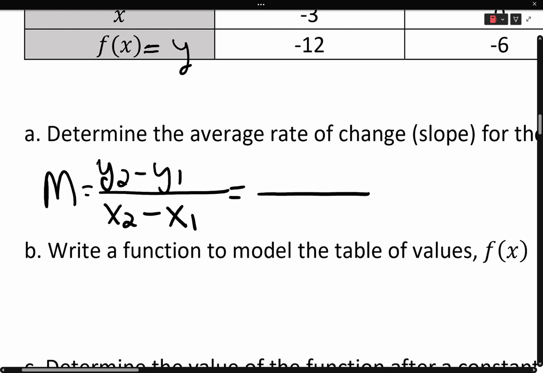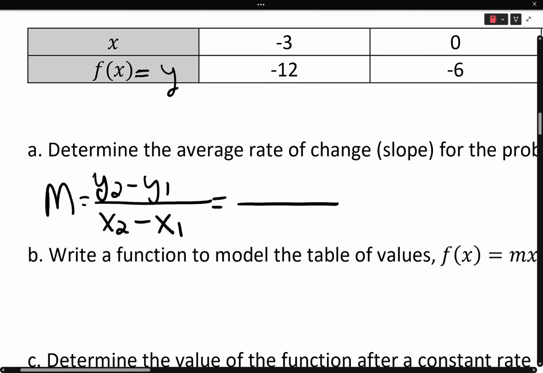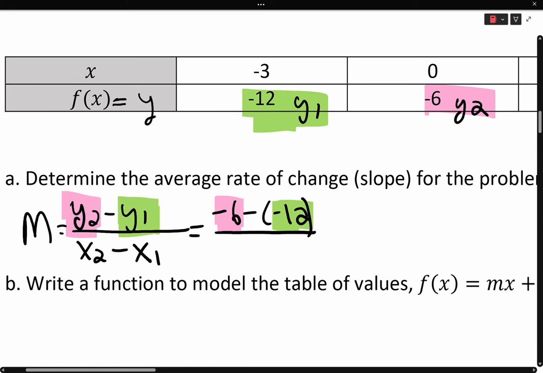Similarly to how we were doing second term minus first term when we were finding the common difference for arithmetic sequences, we're doing second y minus first y, second x minus first x. So what this ends up being is y2 is the second y, y1 is the first y. So -6 minus -12. I thought I could resist color coding, but clearly I can't. All right, for x's, this is x1, my first x, x2, my second x. So 0 minus -3.